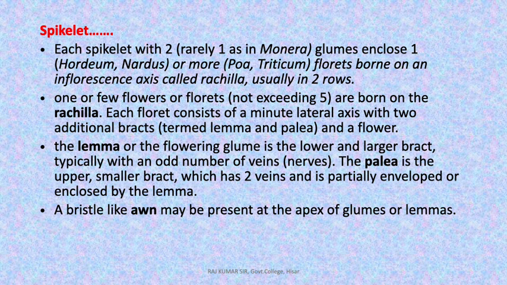Each floret consists of a minute lateral axis with two additional bracts termed the lemma and the palea, and a flower. The lemma or the flowering glume is the lower and the larger bract, typically with an odd number of veins. The palea is the upper smaller bract, which has two veins and is partially enveloped or enclosed by the lemma. A bract-like awn may be present at the apex of glumes or lemmas.